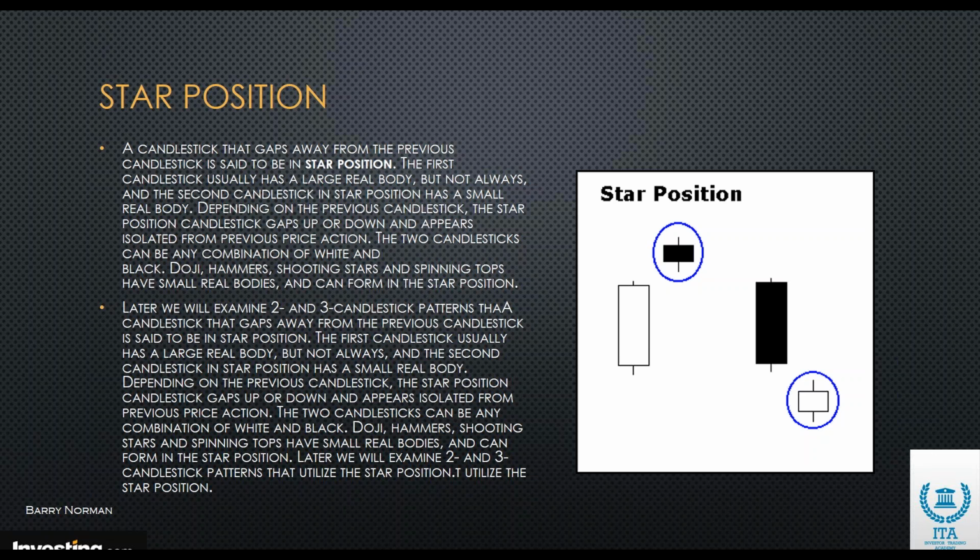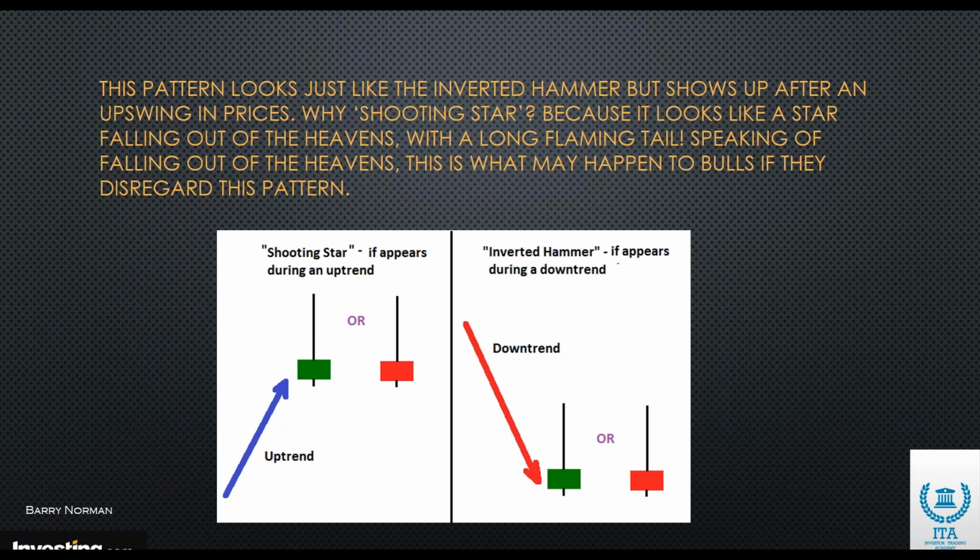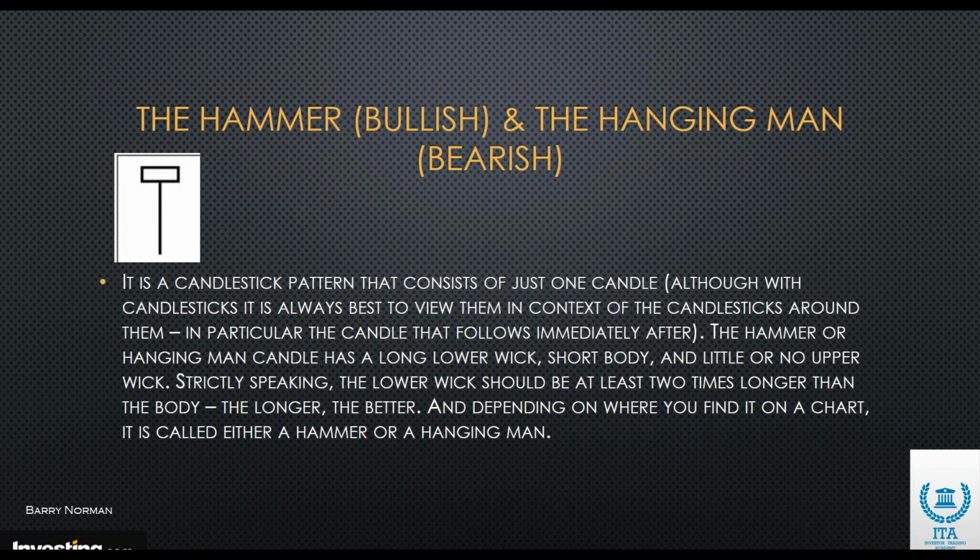It's a position when the next candle appears like a star above or below the previous price, and it looks like it's gapped away, when in essence you can't have a gap, because price moves, but it looks like it gapped away. It's called a star position. And you also have shooting stars, which look like stars falling from the heavens or shooting up from the ground. All of these are indicating something might be happening in the price.